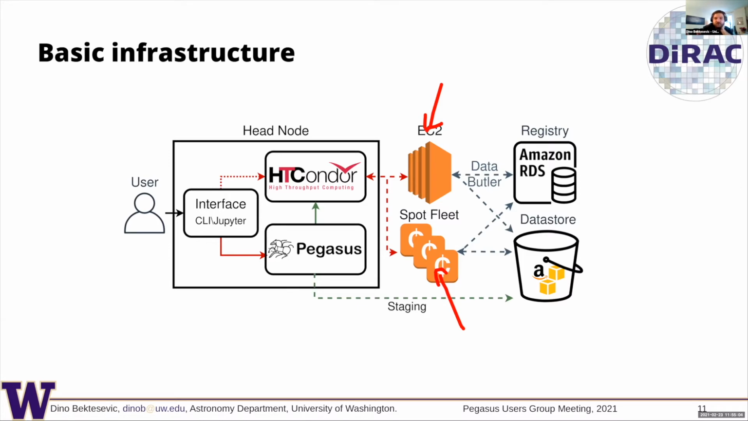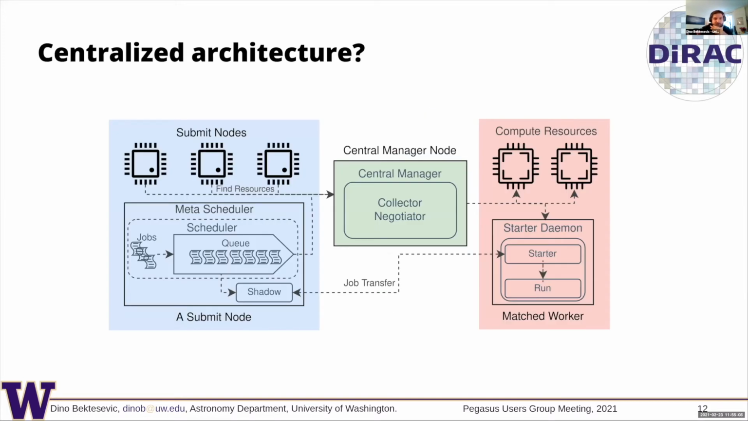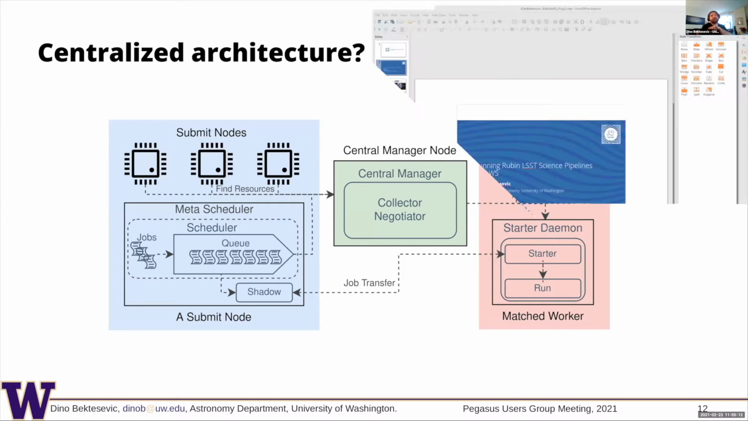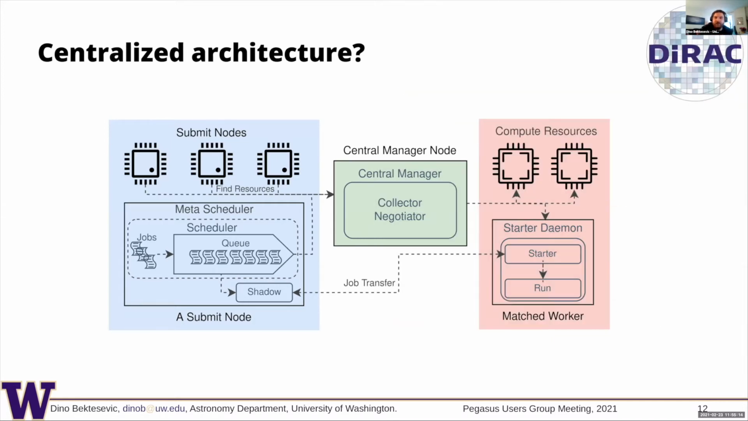So the question is, could a more centralized architecture be possible? And of course, I believe the answer is yes. The setup should be possible. It's still not well tested because my academia keeps getting in the way. Instead of having a central manager node, a head node for each user, they would have a submit node, which would essentially run the scheduler, and there would be a central persistent central manager node through which you could additionally manage and control your compute resource pool.